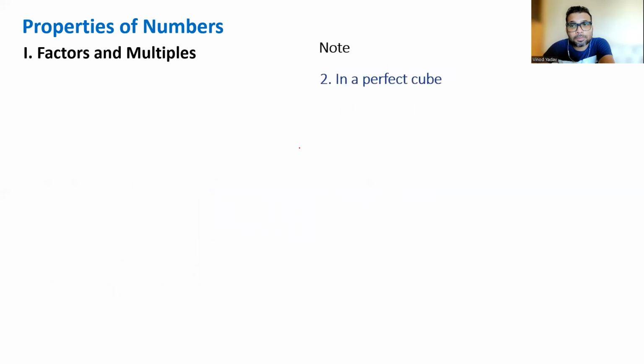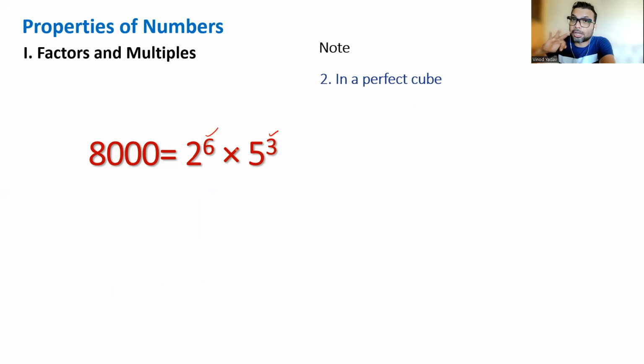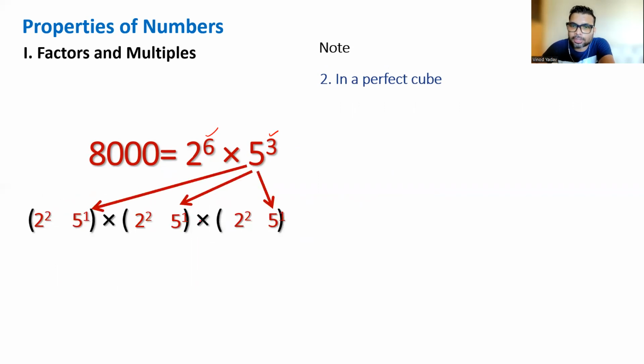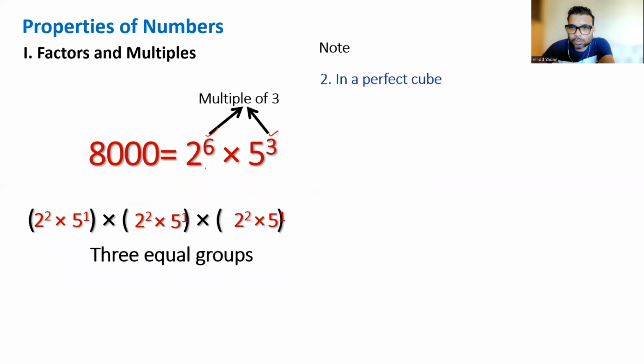Okay. In a perfect cube, similarly, you'll observe that the power will always be a multiple of 3 because you should be able to split this into 3 equal groups. So see, 2 to the power 6, I could split. 5 to the power 3, I could split. So the power of every prime factor of a perfect cube after prime factorization will be a multiple of 3. Okay. You got this much?